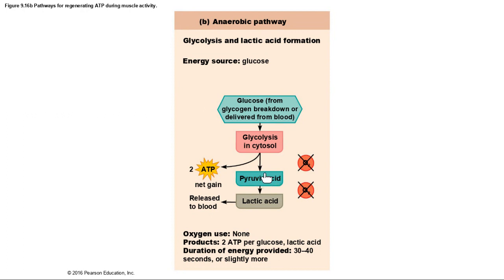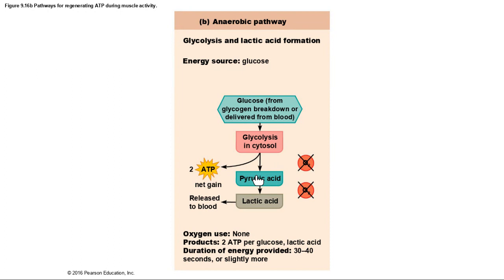In order for pyruvic acid to get into the mitochondria, oxygen must be present. Pyruvic acid will bond with an oxygen-containing complex, which transports pyruvic acid into the mitochondria. So following that story, if you don't have oxygen, you can't get pyruvic acid into the mitochondria to start ATP synthesis. So pyruvic acid can't get into the mitochondria.